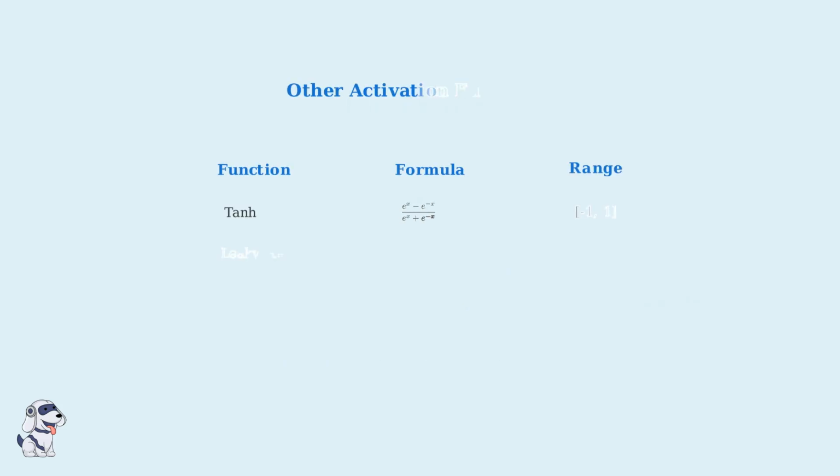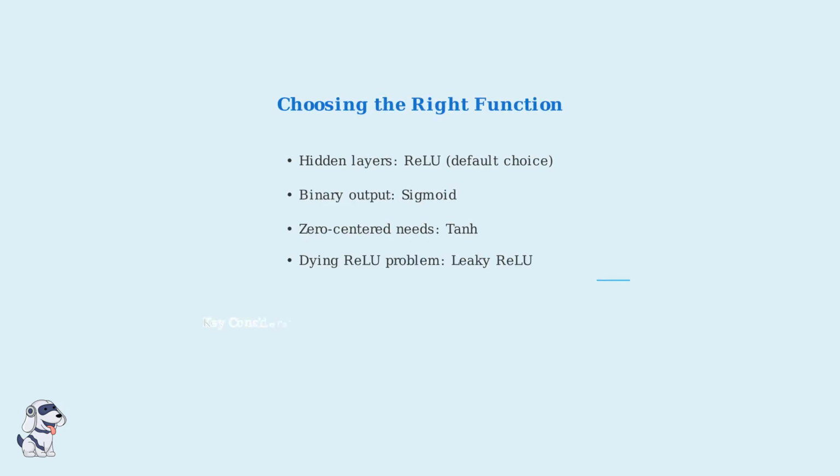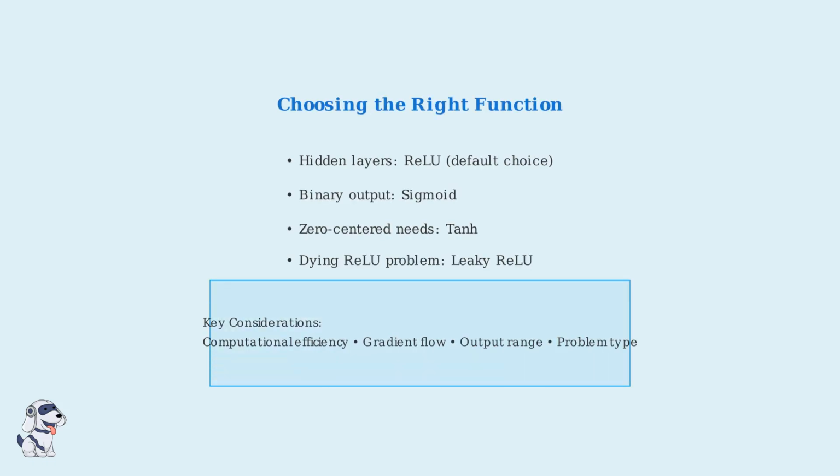There are several other important activation functions worth knowing. The Tanh function outputs values between -1 and +1, making it zero-centered. Leaky ReLU addresses the dying ReLU problem by allowing small negative values to pass through. Choosing the right activation function is crucial for neural network performance.